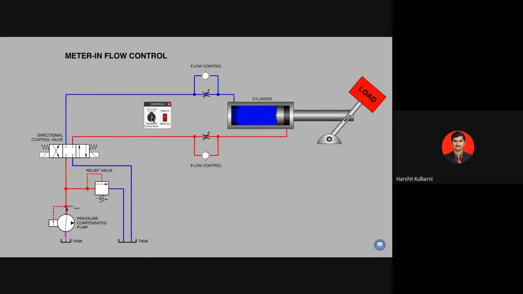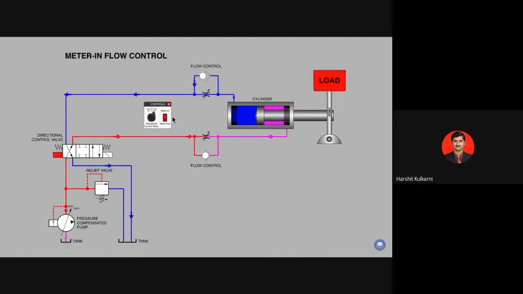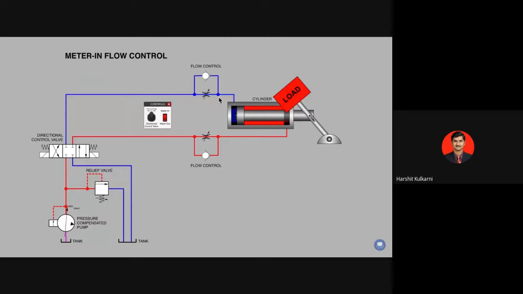Now let's watch meter in flow control taking place on the line at the bottom during retracting of the cylinder. See that fluid is being metered on the bottom line, and oil leaving the blind end port can do so freely through the return flow channel. Let's work forward.